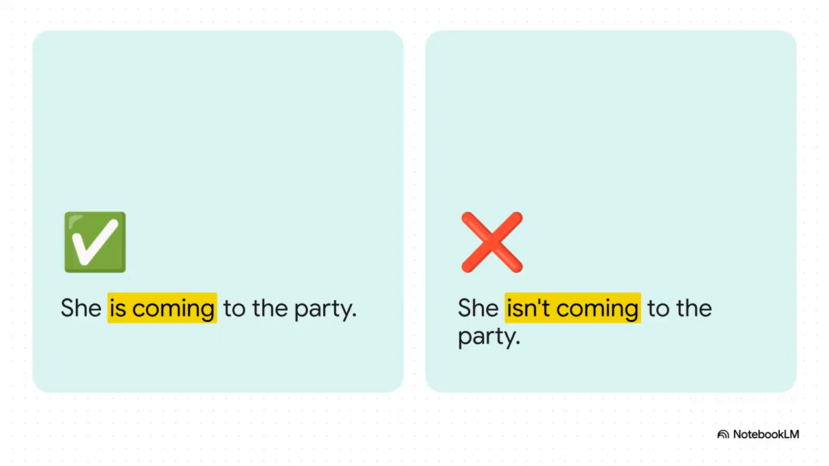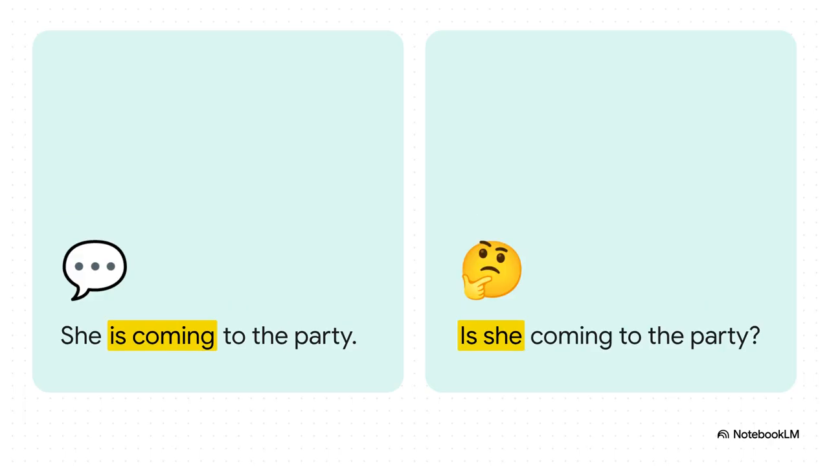And check out how easy it is to flip the meaning. To make it negative, you just drop the word not right after the be verb. She is coming becomes she isn't coming, a tiny little word for a completely opposite meaning. And turning it into a question is just as easy. You just flip the subject and the be verb. She is coming becomes is she coming? So once you've got that basic be plus ing pattern down, you've pretty much mastered statements, negatives, and questions.